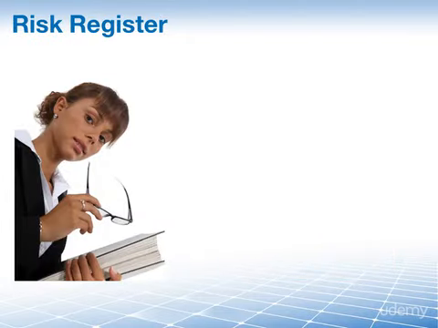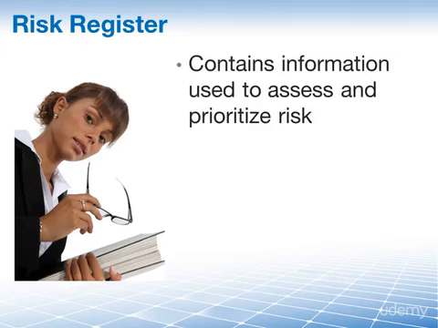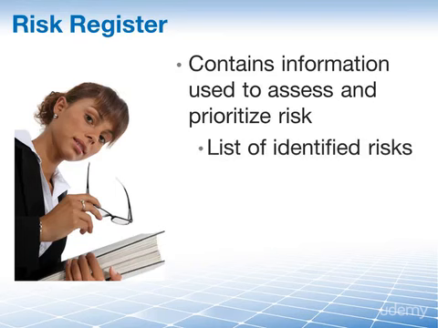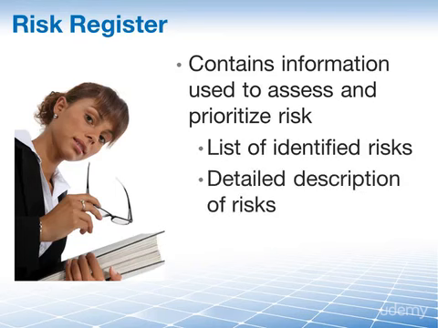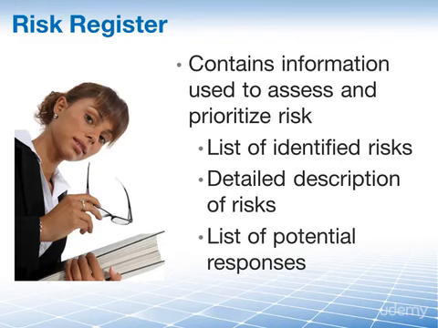The risk register contains information that is used and required to assess and prioritize our risks. It contains things like the list of our identified risks, the detailed description for each risk, and already a list of potential responses. Okay, we want to perform a qualitative risk analysis. The risk register, in essence, is the list of all of our risks, so of course we're going to need and use that as an input to this process.